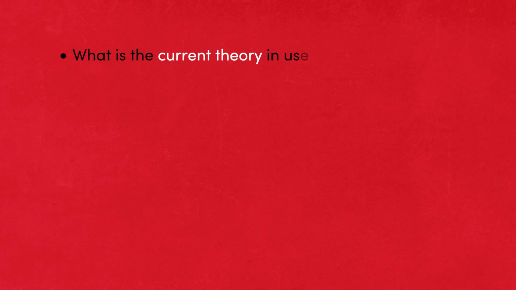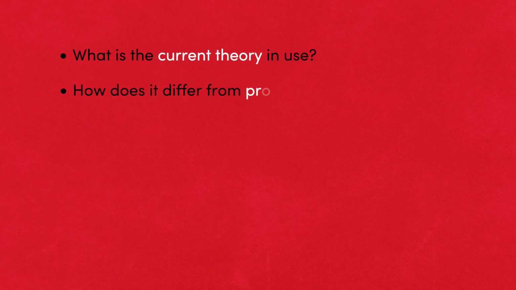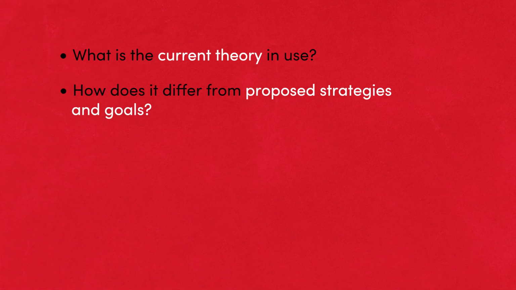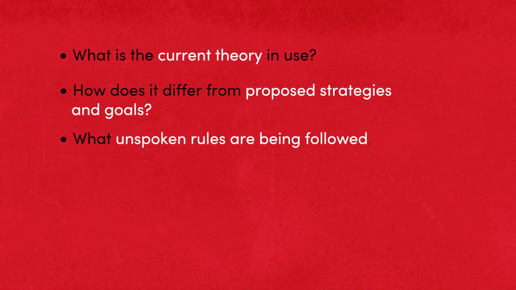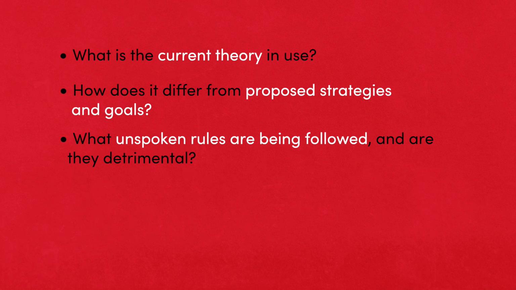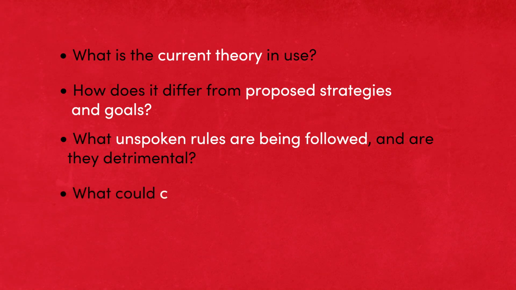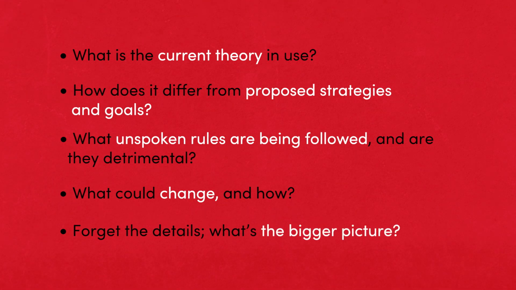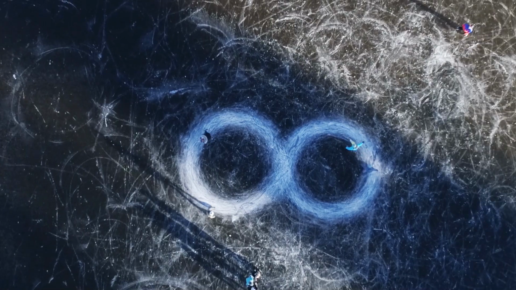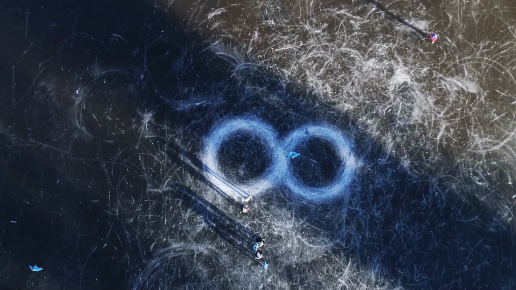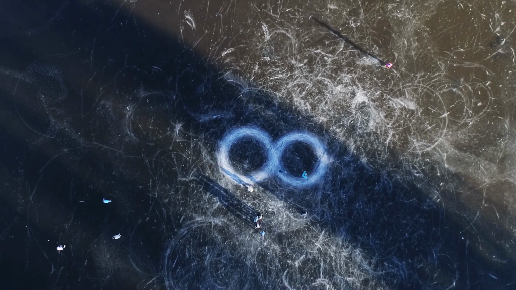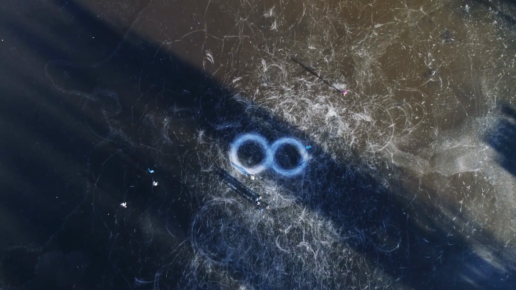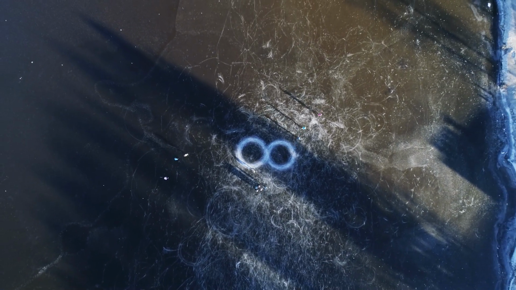What is the current theory in use? How does it differ from proposed strategies and goals? What unspoken rules are being followed? And are they detrimental? What could change and how? Forget the details, what's the bigger picture? Meaningful learning doesn't happen without focused effort. Double loop learning is the key to turning experience into improvements, information into action, and conversations into progress.